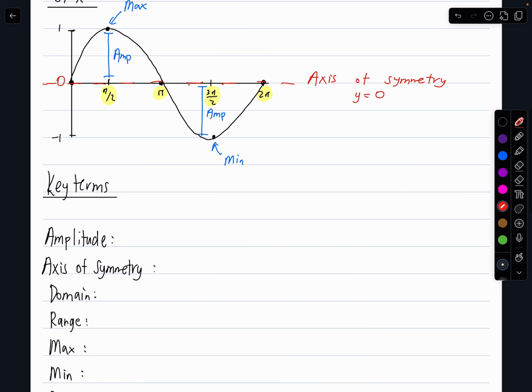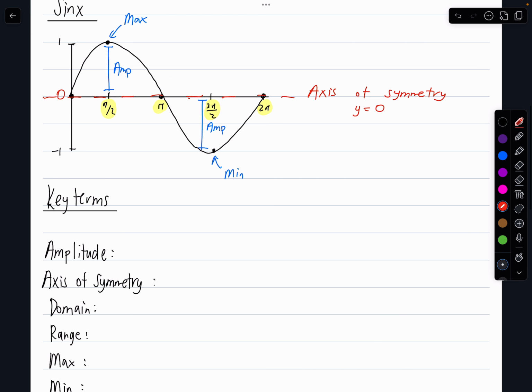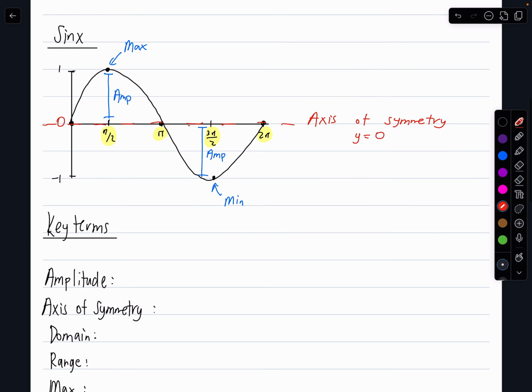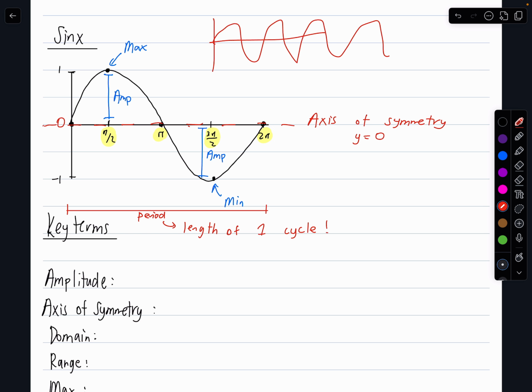So we have our amplitude, axis of symmetry, domain, range, max, and min. Now, the last thing we need to know is our period. Our period is how long a cycle is. This is the period, and the period is the length of one cycle. As you know, these sine graphs repeat on and on and on. I just drew one cycle of it.